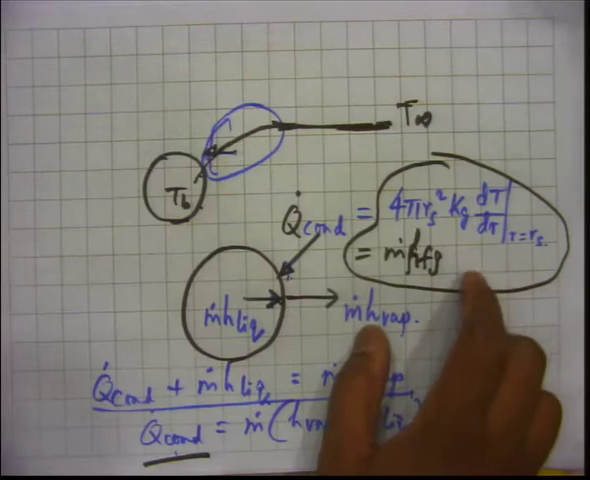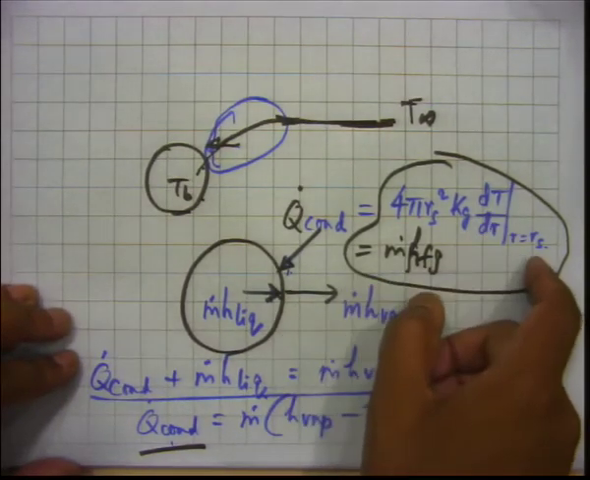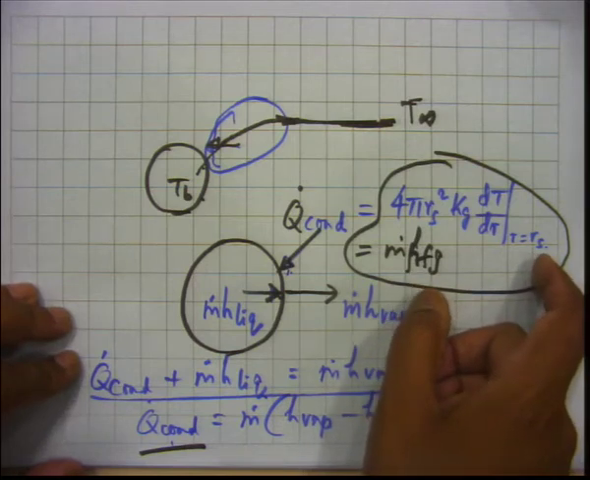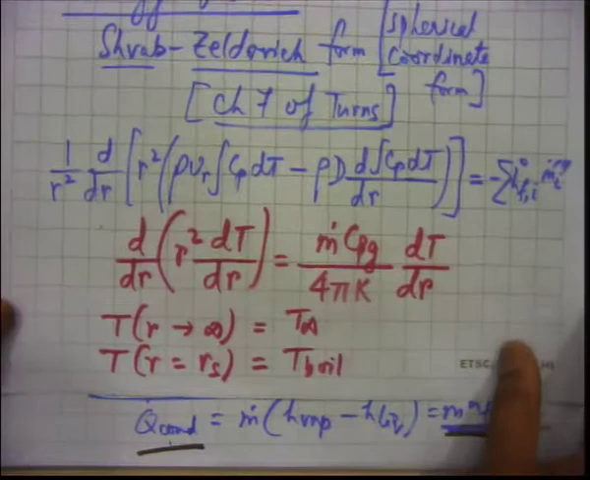So, we can see that we will be able to write m dot in terms of dT/dr at r equal to rs. Right? Is that good? Does it help us? Do we have dT/dr at r equal to rs? No, but we know how to get it. Again, we had done this yesterday.